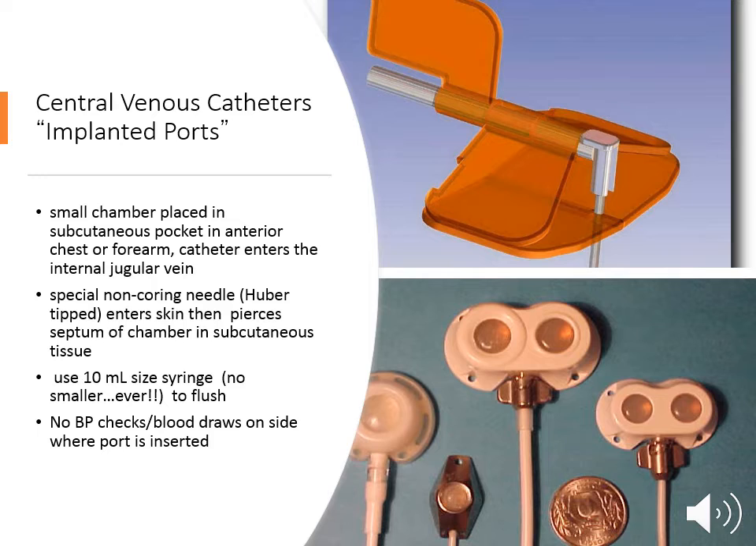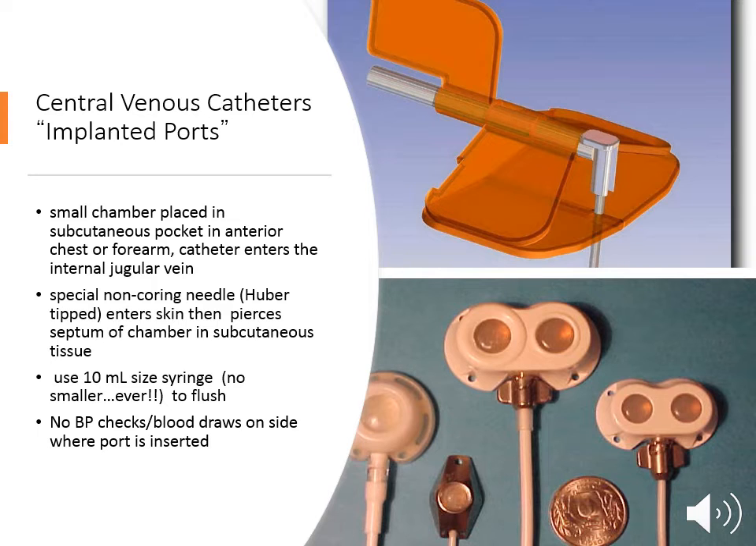You will use a special non-coring needle, and basically what the non-coring needle does is, when you puncture at a 90-degree angle into the port, it will actually spread the rubberized area of the septum rather than core out or remove a small chunk of it from the middle of the bevel. And that allows these ports to be accessed multiple times, hundreds of times.